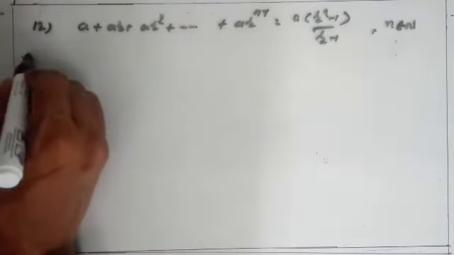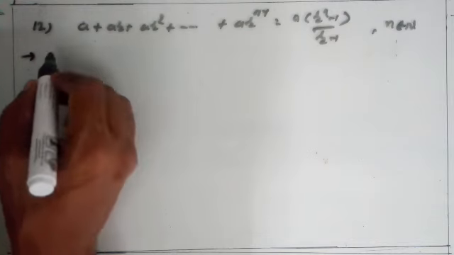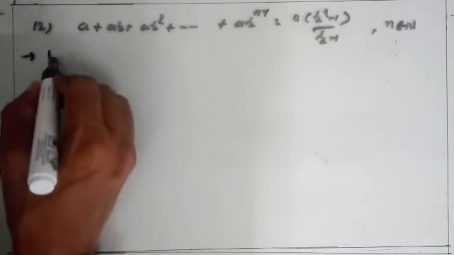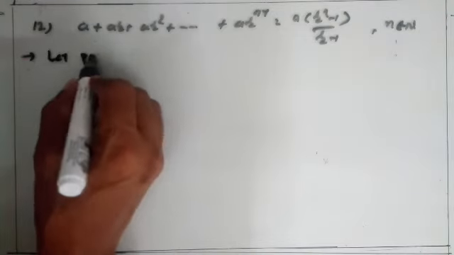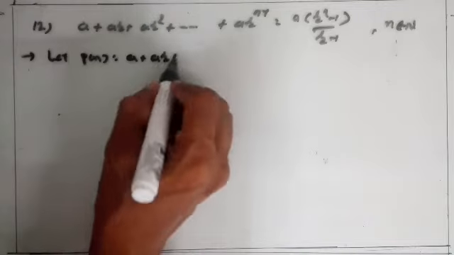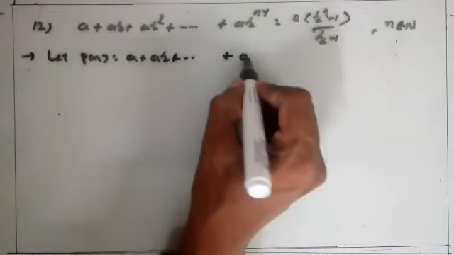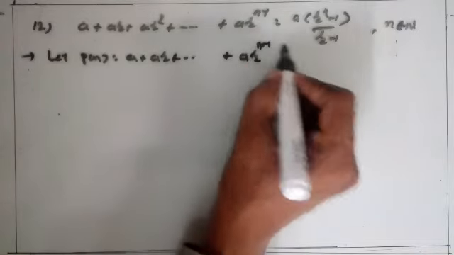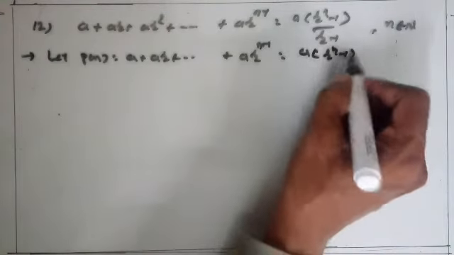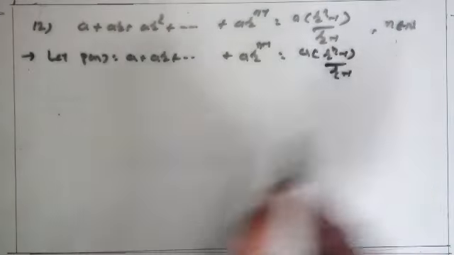We know that in PMI, the principle of mathematical induction, we denote the given statement by Pn. Let Pn be a + ar + up to ar^(n-1) is equal to a(r^n - 1) upon r - 1.